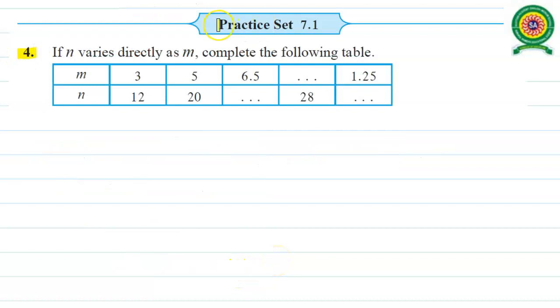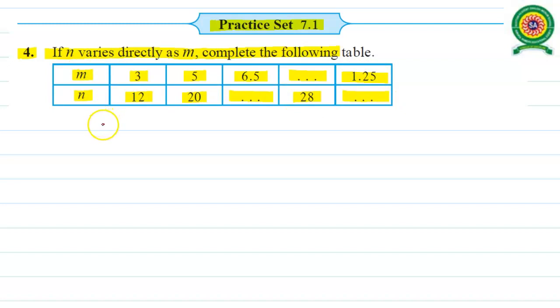Look at question number 4 from practice set 7.1. If n varies directly as m, complete the following table. We are given in the first row the value of m and in the second row the value of n. First column: when the value of m is 3, n is 12. The value of m is 5, n is 20. The value of m is 6.5, we have to evaluate n. Then we have to evaluate m for n equals 28. The value of m is 1.25, for that we have to evaluate the value of n.